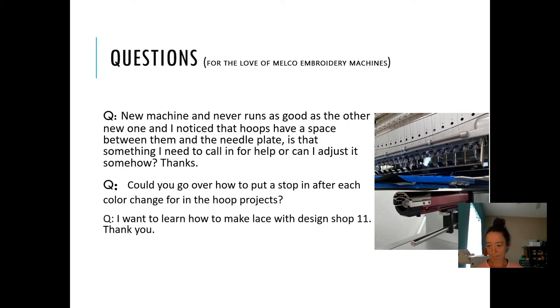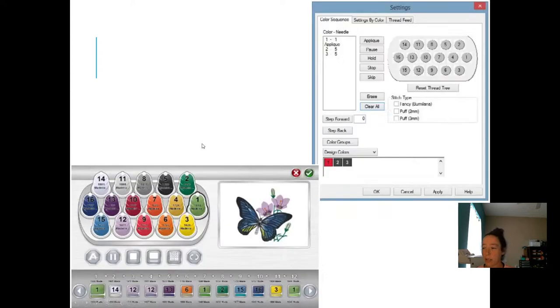Let's see. Can I go over how to put a stop after each color change for in the hoop project? So when I was doing the patch file, you'll notice, oh my goodness. So we did get you a link to the spacers. All right. So I was putting color changes in, and that was so that when I go to the machine, I can program in those stops. So how do we do that?